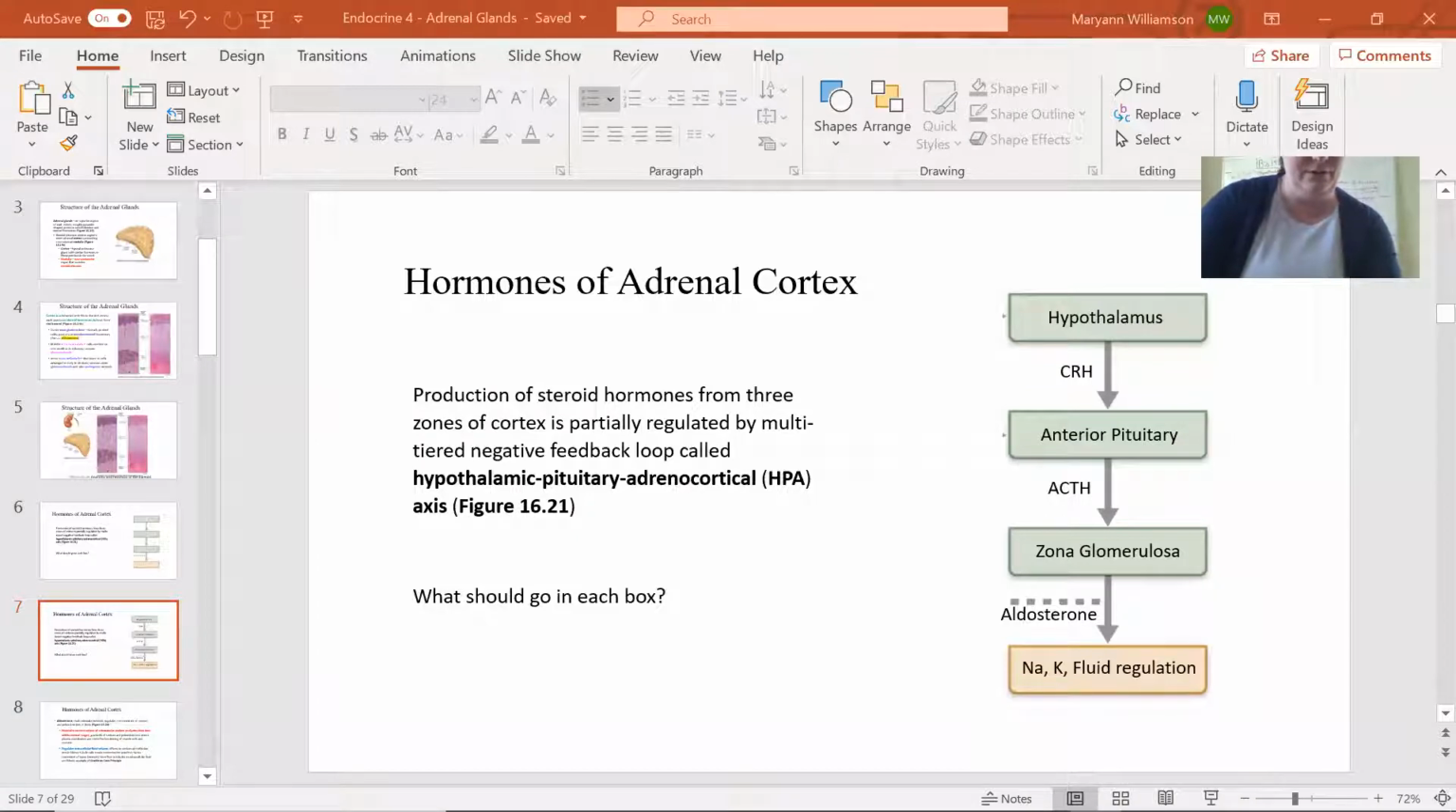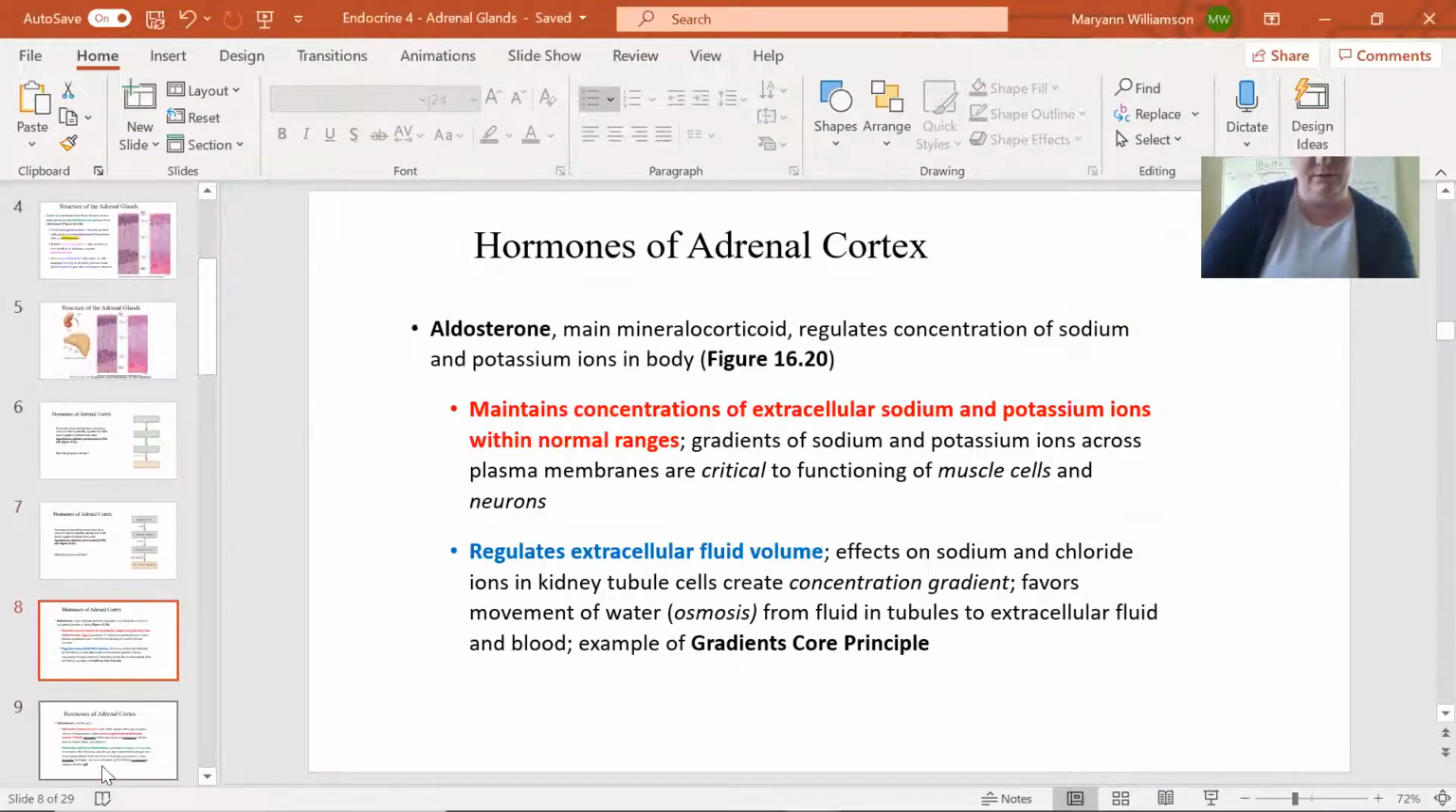Alright, so we discussed that. And so what do these hormones do? Aldosterone, really fun. We're going to talk a lot about that, especially in the urinary system, but perhaps a little bit when talking about blood pressure as well. So aldosterone is going to maintain, as you see here in red, the concentration of extracellular sodium and potassium ions. Is that important? Yes, right? Because you want to have the right levels of sodium and potassium for muscle contraction, for nerve transmission. So this is really important.